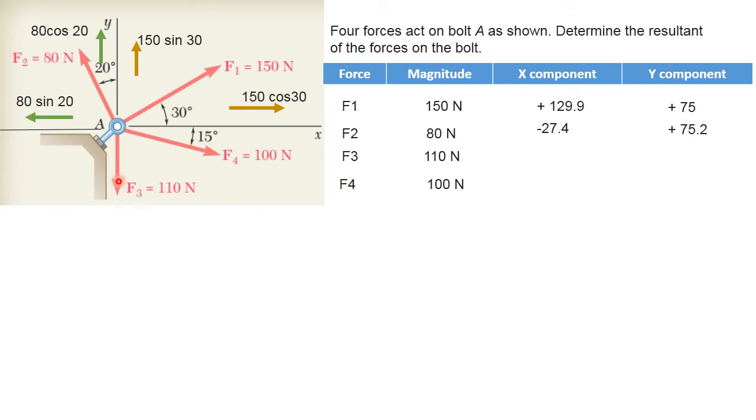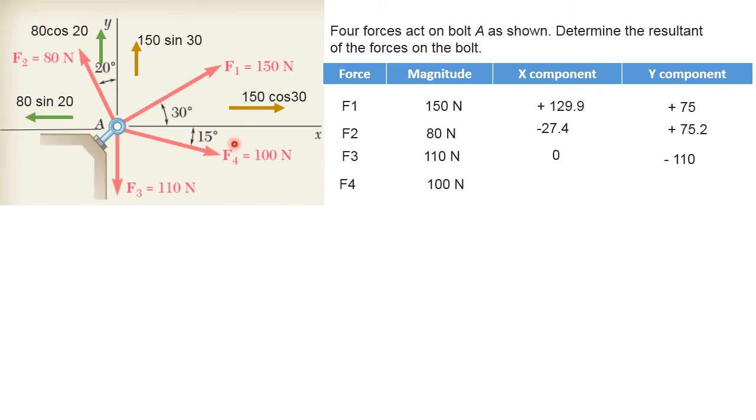Now the third force. The third force will be 110 Newton, so just mark it. Where is it acting? It is not inclined to either the x direction or the y direction. It is acting along the y direction, so there is no effect on the x axis. So no horizontal component; the horizontal component will be 0. And as it is acting in the downward direction, definitely it will be minus 110.